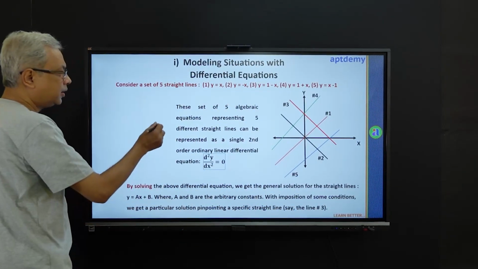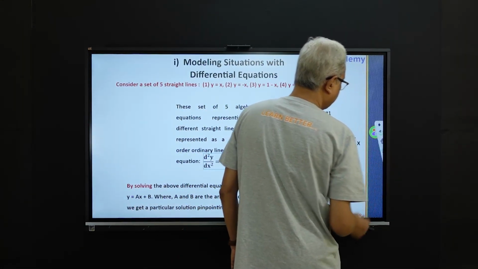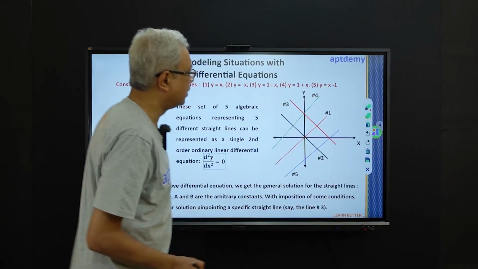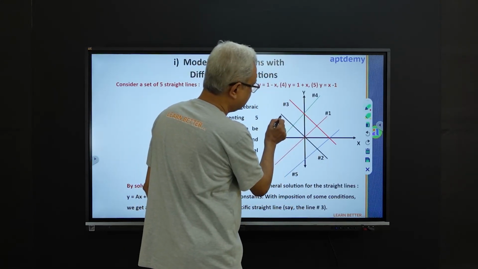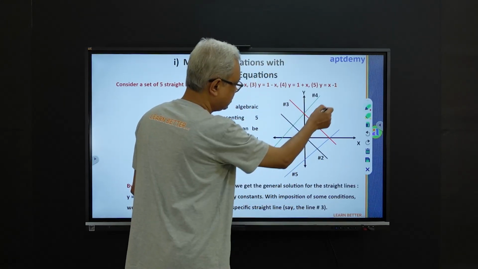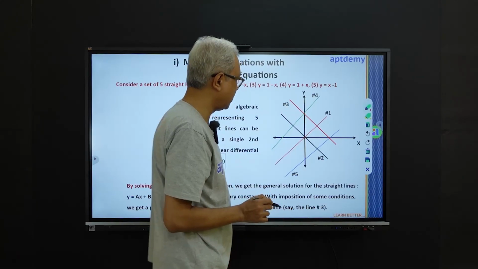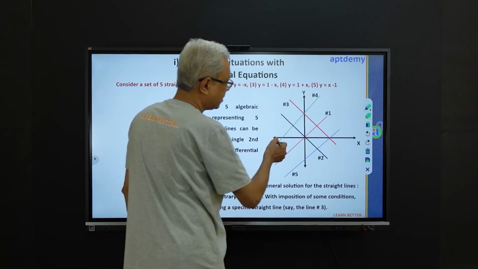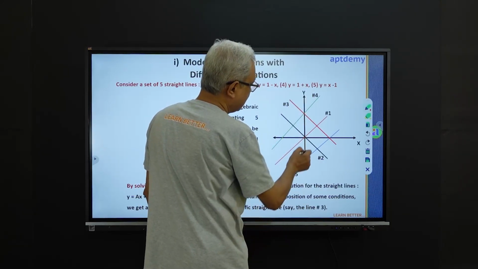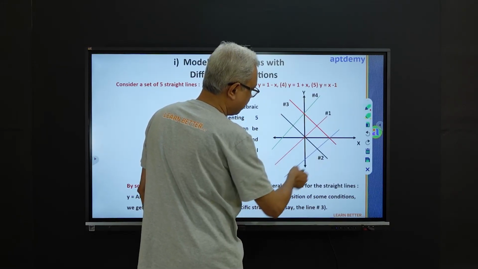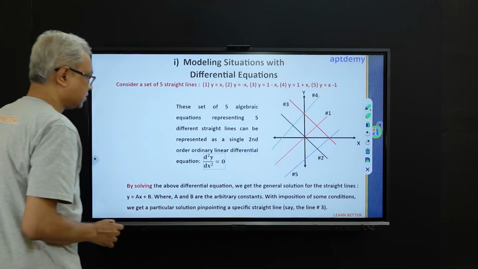Now let us consider another example. Here we have a set of, say, 5 straight lines. This straight line is passing through the origin. This straight line 2 is also passing through the origin. This is a straight line having positive intercept on both x and y axis. The green straight line has a negative intercept on x axis and positive intercept on y axis. And this straight line number 5 has a negative intercept on y axis and positive intercept on x axis.